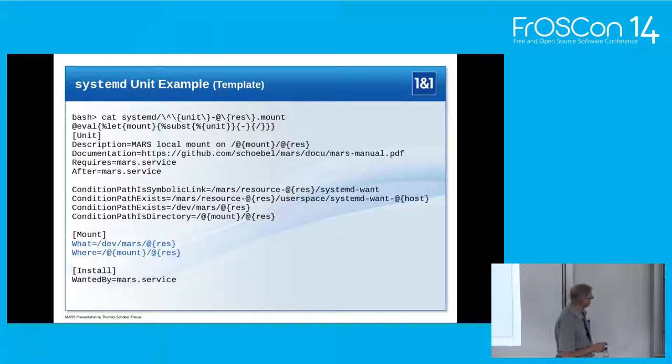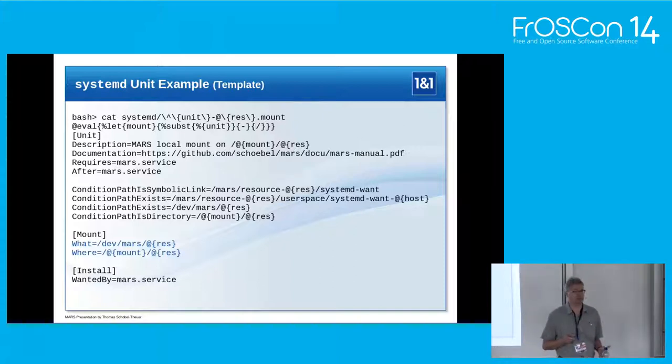And in this special example, in the first line, I'm computing another variable which is called mount here. This is the mount point. What's really done by the template is in these two lines. What is mounted? It's /dev/mars/resource-name. And the mount point is somewhere the mount point and also the resource name.